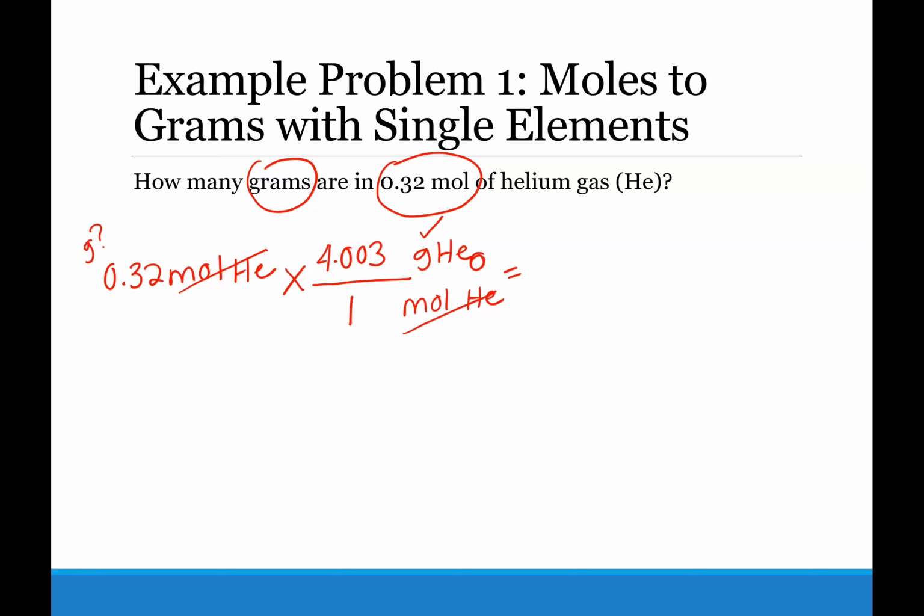And so in your calculators, 0.32 times 4.003 equals 1.28 grams of helium gas.